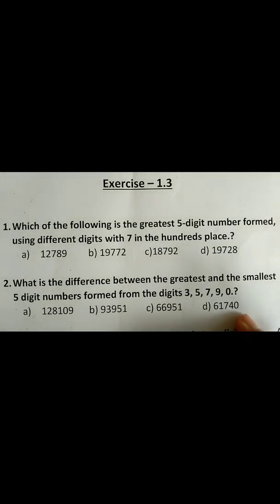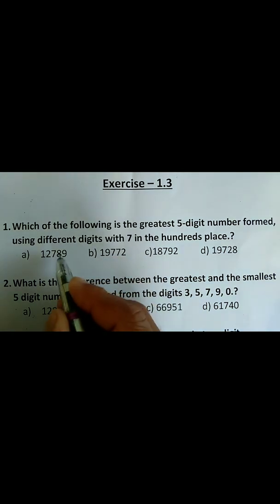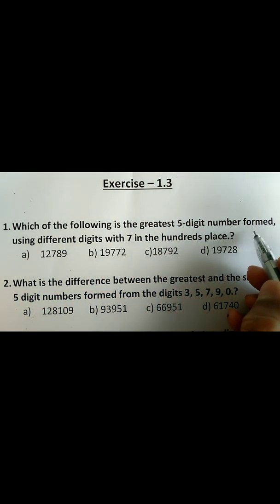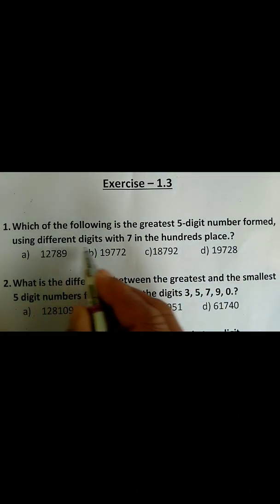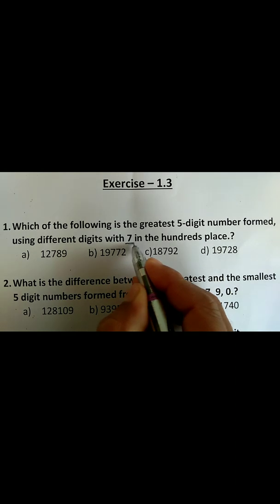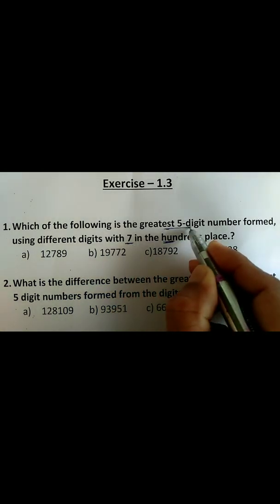Next we can see here exercise number 1.3. Now the first question: which of the following is the greatest 5-digit number formed using different digits with 7 in the hundreds place? सबसे पहले क्या करना है, 7 hundreds place में होना चाहिए, and the number should be of the greatest 5-digit number.